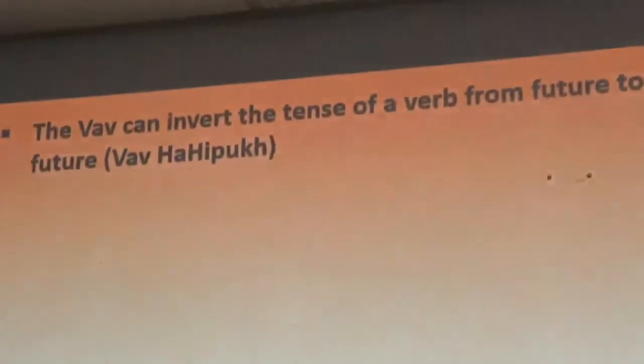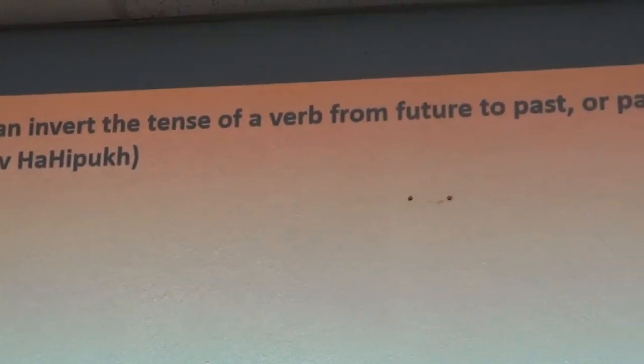So one of the things that a vav can do is that it can invert the tense of a verb. What do we mean by tense? Past, present, and future. So when we add a vav to a verb form, it can change the verb form from the future to the past, or from the past to the future. And this is called vav hahipuk. Say vav hahipuk. This particular vav, the other vav is a connection. This vav changes verb tense.